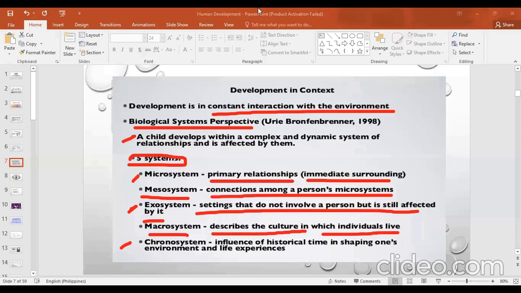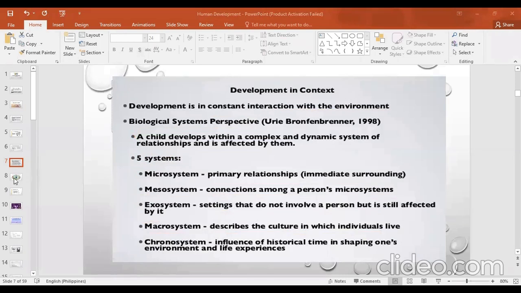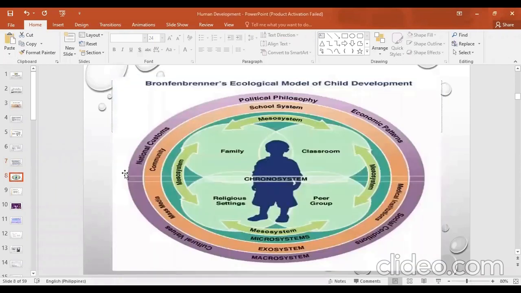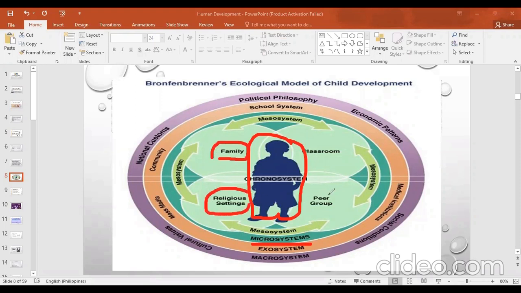So for us, para mas maintindihan pa natin ano ba itong 5 system na nakaka-influence dun sa human development na meron tayo, let's have this figure. As you can see, yan. Ano daw yung nakaka-affect sa kanya or nakaka-influence? First, we have the microsystems. It includes, di ba sabi natin kanina, primary relationship, no? Directedness. We have the microsystems such as your family, religious settings, peer groups, and even your classroom.